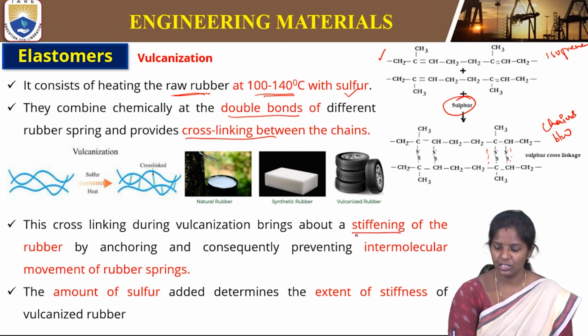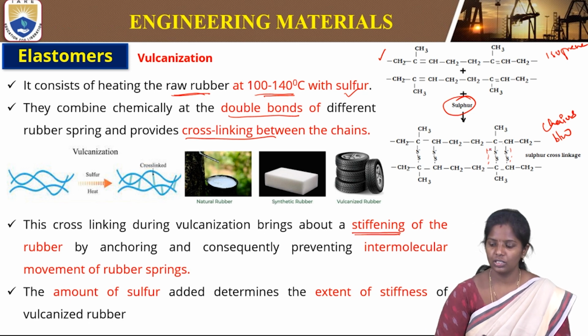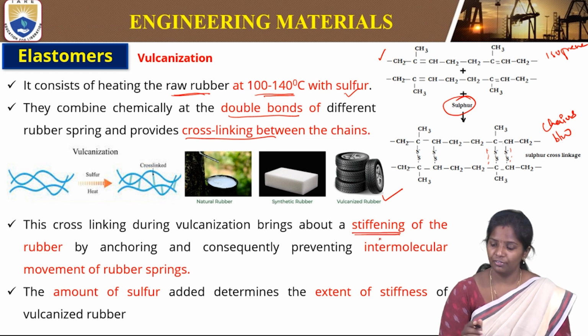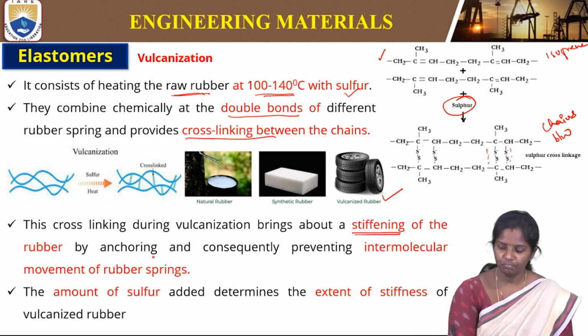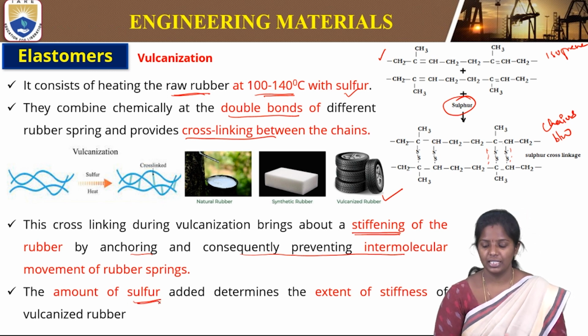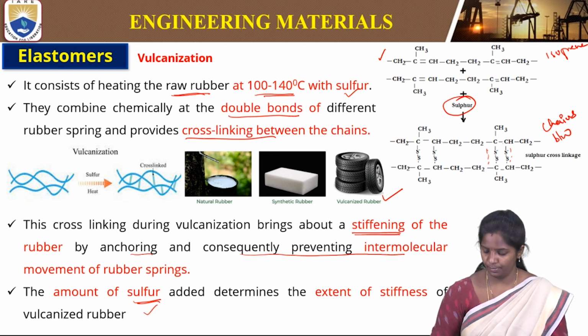This cross-linking brings stiffness. Whenever we want a stiff rubber, we introduce sulfur into it. If we see this application, rubber tires, tires should be resistant to wear and tear, so we have to stiffen that rubber. For that we introduce sulfur cross-linking between the chains. The stiffening of rubber by anchoring, and consequently preventing intermolecular movement of these rubber chains, is what this does. The amount of sulfur determines the extent of stiffness, so depending on the stiffness we require, the amount of sulfur to be added varies.